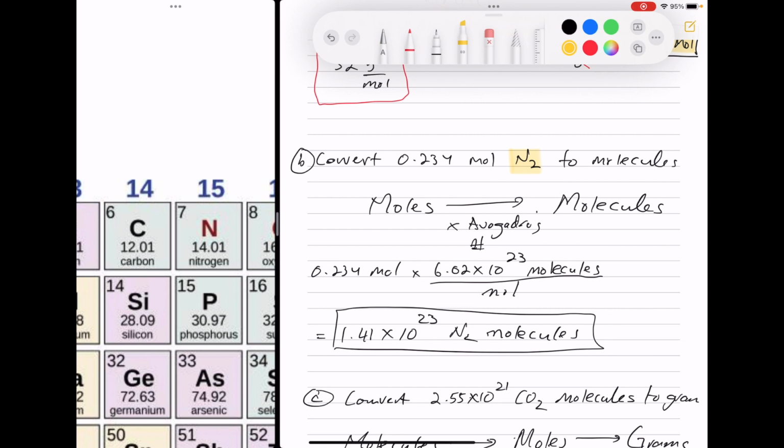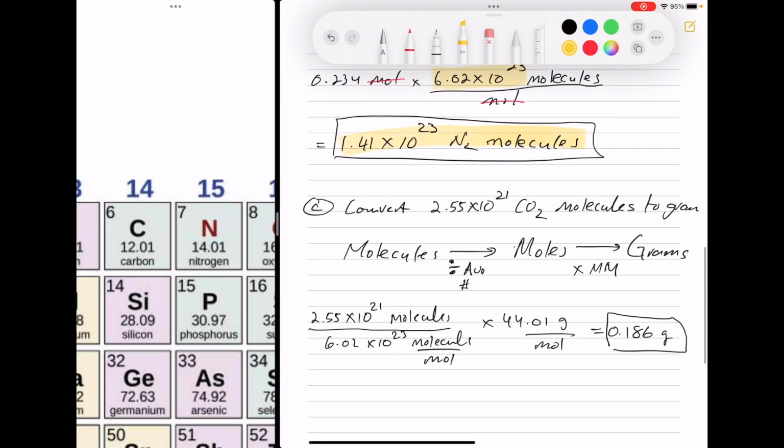There's no mass here, so the other conversion factor you need to remember is what we call Avogadro's number, which is 6.02 times 10 to the 23rd. So all you need to do is take that 0.234 mole and multiply it by Avogadro's number. Again, I want to highlight the dimensional analysis component here. The moles cancel. You're left with units of molecules. And if you multiply that out, you get 1.41 times 10 to the 23rd N2 molecules.